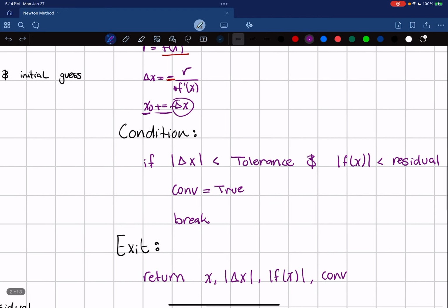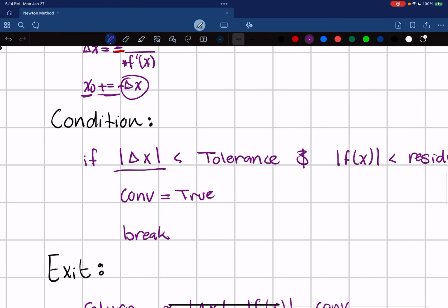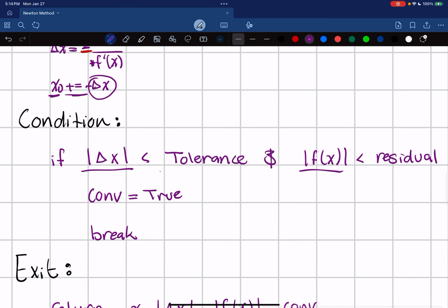Then you check your condition. If the absolute change of x is lower than the tolerance, and the absolute function at x is lower than the residual tolerance, that means you converge. Again, I explained this in the first lecture, about 20 minutes in. If you don't understand it, go watch it. That's when you'll converge. Therefore, you break.